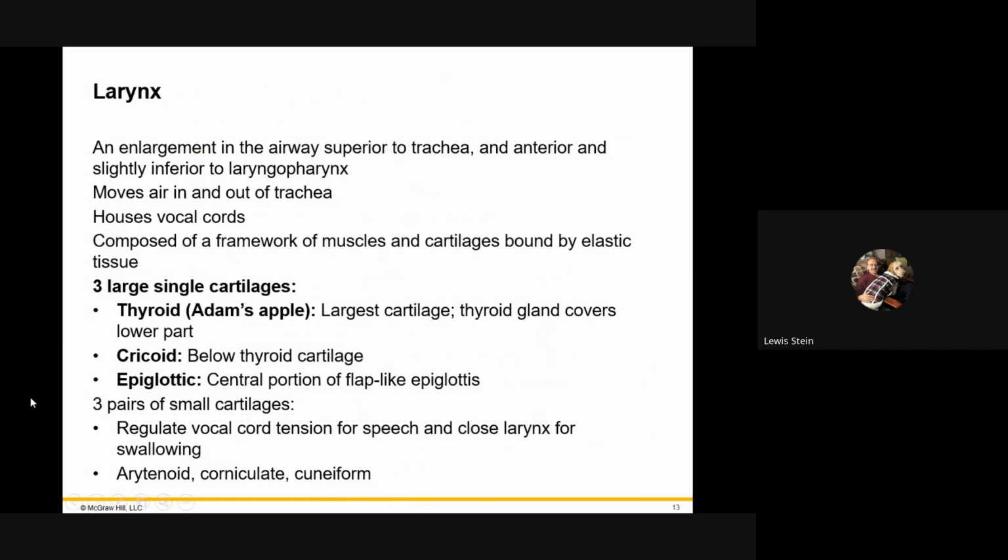There are three pairs of small cartilages, which names I never have students know: arytenoid, corniculate, cuneiform. That's medical school anatomy, that type of stuff.